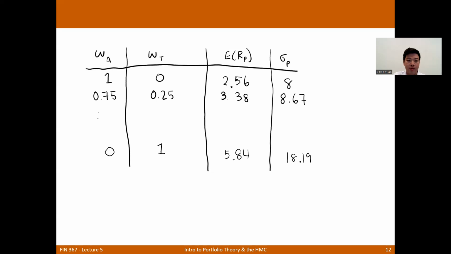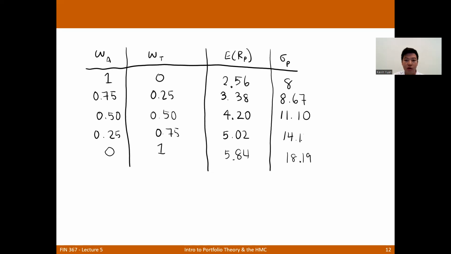Okay, and we can also go 50-50. Again, the expected return component is very easy. You just take the 50-50 average of the two. And the standard deviation is going to require some work, but not too bad. And it's going to be 11.10. Okay, and then we can also go 0.25 and then 0.75. And that would give you 5.02 and 14.44.